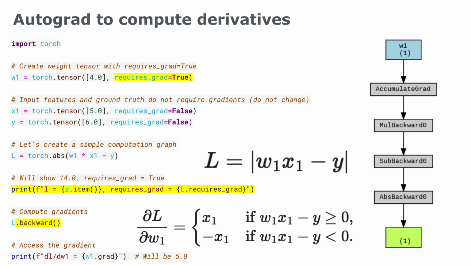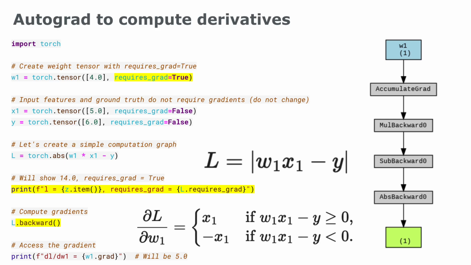We start by importing Torch, which loads the library. Then we have this assignment of W1 equal torch.tensor, passing the little list with 4.0. And here I'm being explicit about something important, and that is that the weight has the parameter requires_grad=True. requires_grad=True tells PyTorch to track operations on W1 so that the gradients can be computed.